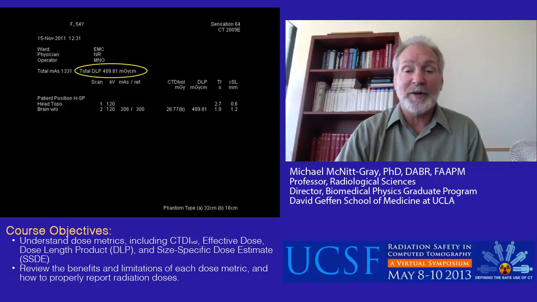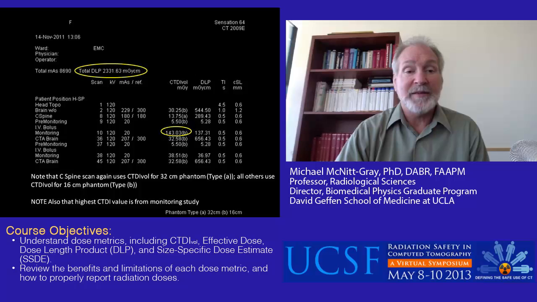The CTDIvol value is reported there as 26.77. The B next to it, if you look down at the bottom of the page, describes the phantom type. In this case, it was the 16 centimeter phantom, and it gives the dose length product of 489. Because there was only the one sequence, that's the same as the total dose length product.